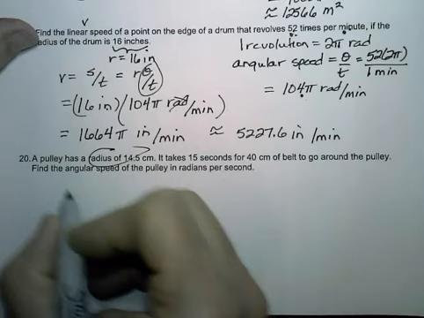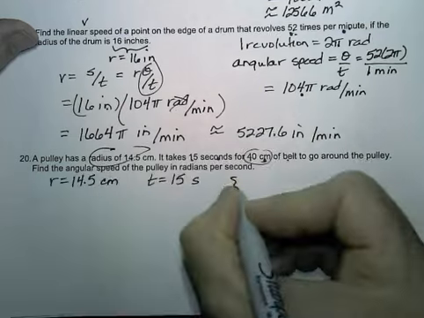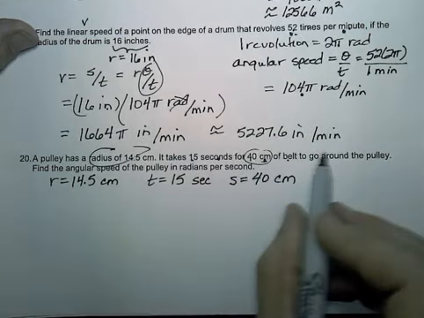For this one, we've got a value for the radius, so we know that r is 14.5 centimeters. It says it takes 15 seconds, so that's a time t, for 40 centimeters of belt to go around the pulley. Notice this one is just a distance. There's no time related to it. It just has a unit of distance. So that's going to be an arc length. That's going to be an s. We've got those three things, and then it's asking us to find the angular speed.